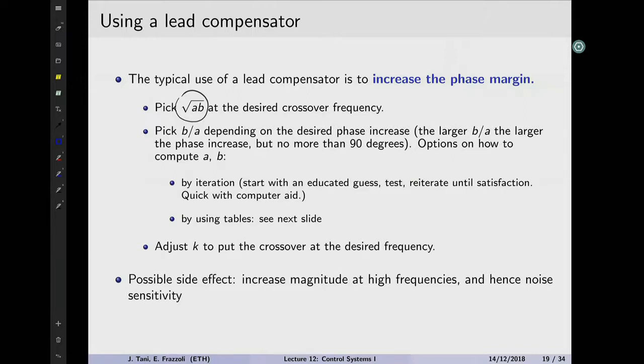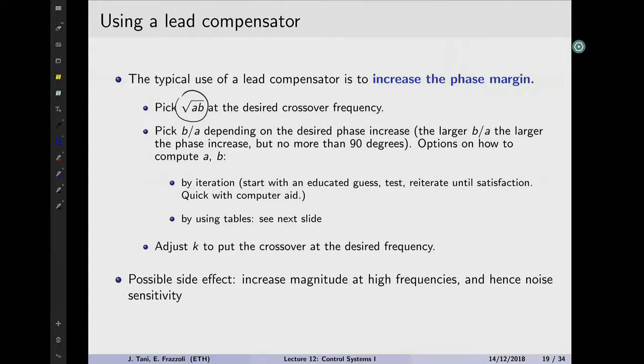Then how are you going to choose it? You're going to choose B over A, some number between 0 and 10, and it depends on how much phase margin you want to add. Let's suppose there is a linear increase, that's not what happens, but it doesn't matter. If you want to add 45 degrees, choose B over A to be 5, okay? This could be an educated guess to start from.